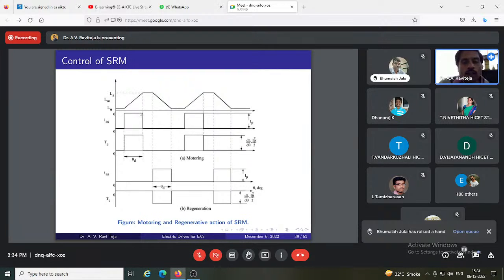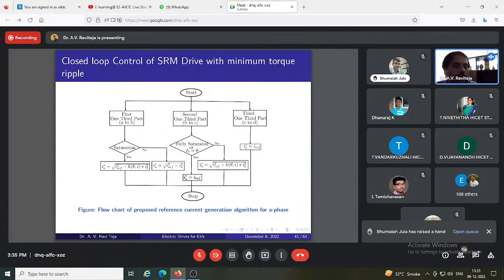Maintaining the current is not a big deal. Using hysteresis control or any control, I can maintain within the precise band. But starting, ending. So this ending is starting of another phase. So during switching of one phase to another phase only, there is a problem in the SRM, which can give a positive or negative torque ripple. So we designed one method to minimize the torque ripple in SRM drive so that SRMs become more commercially viable.